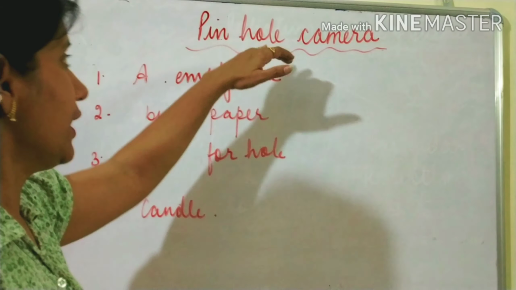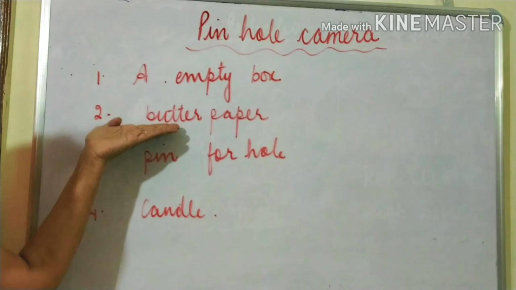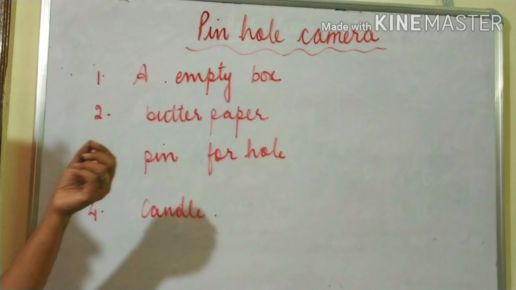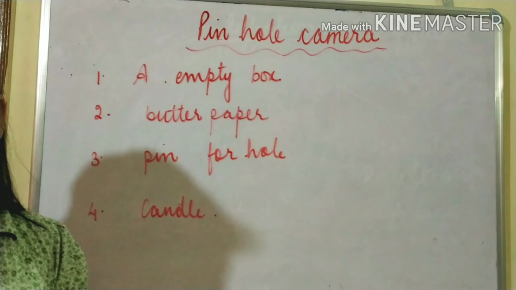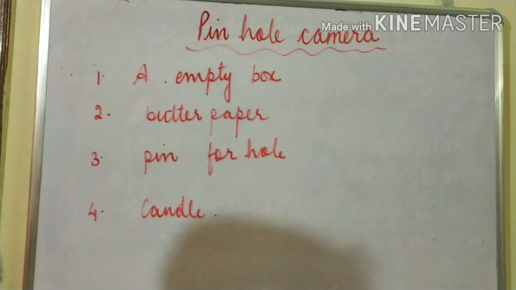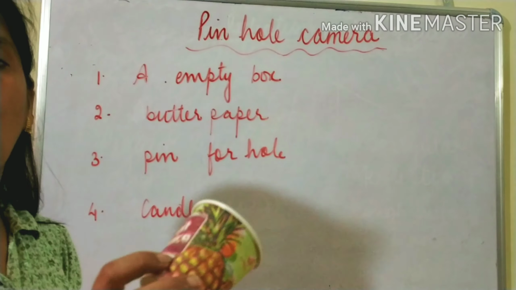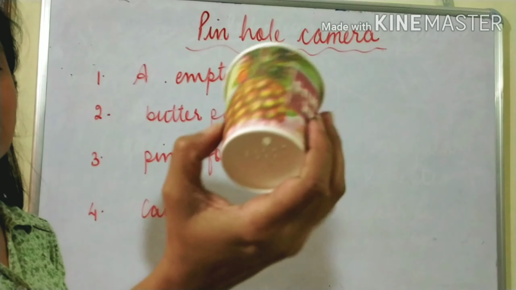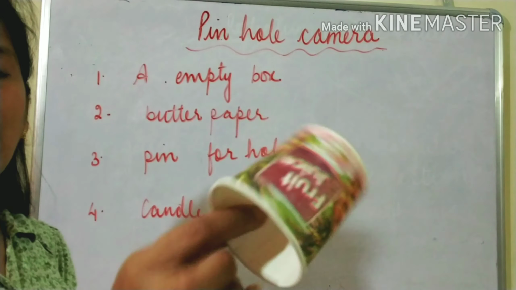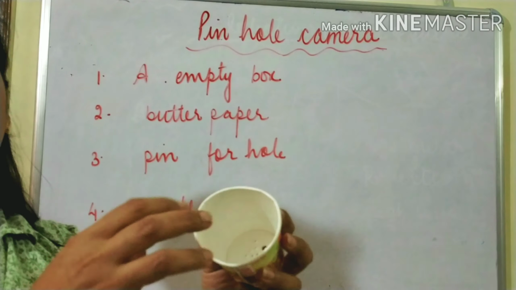Let's quickly see. So to make a pinhole camera we require an empty box, a butter paper, a pin for a hole, and a candle. So first of all, if you do not have a cardboard box, you can take this empty glass. Okay, this is just a paper glass. If you do not have, you can take any cardboard. Fine. Now any box which is of cardboard.